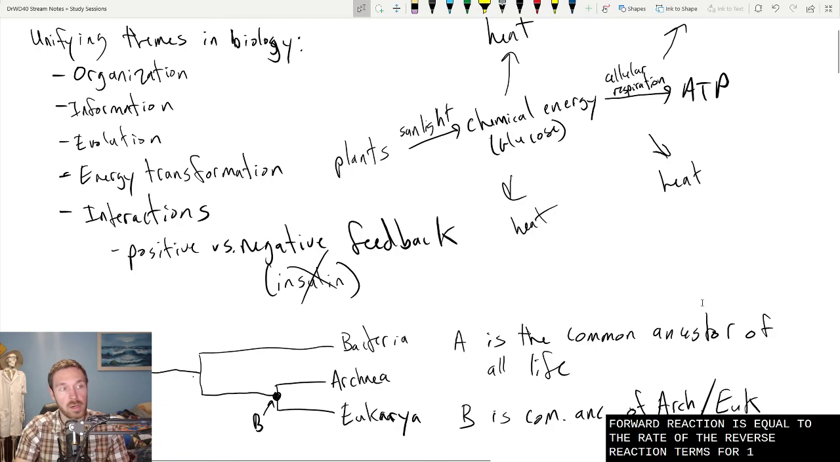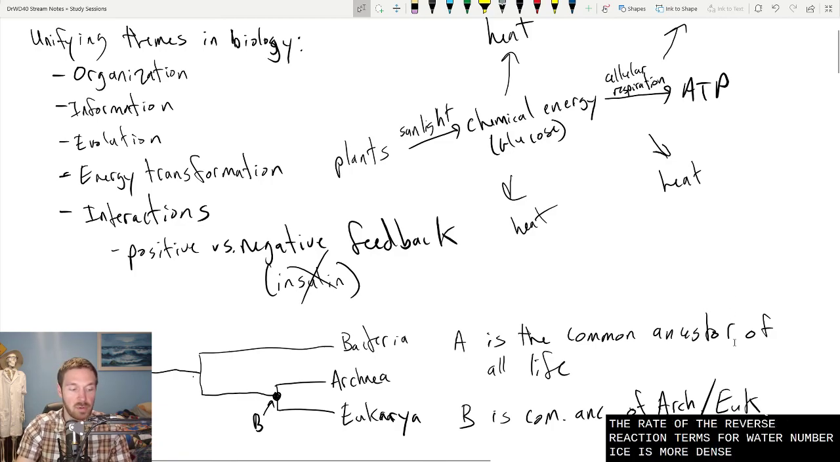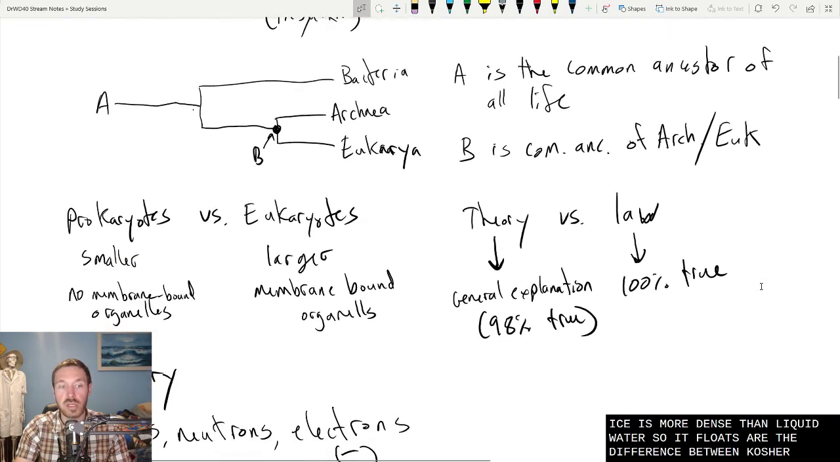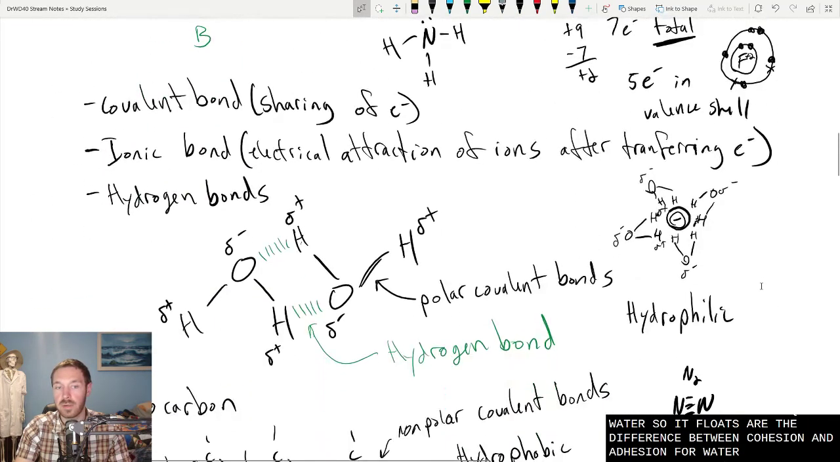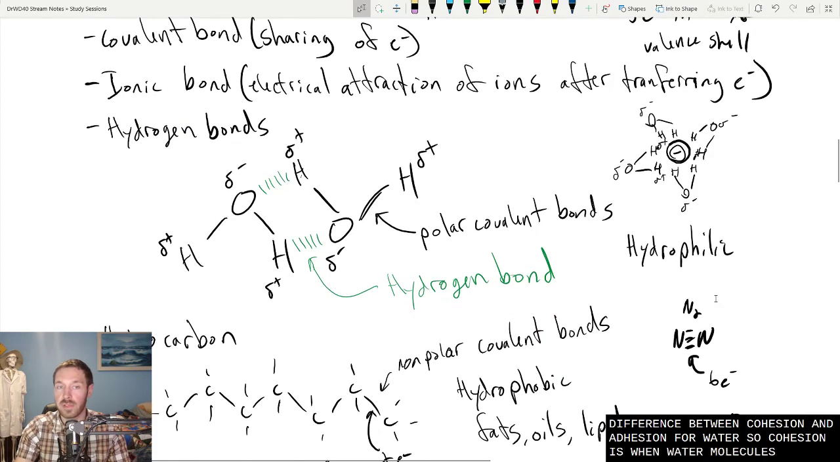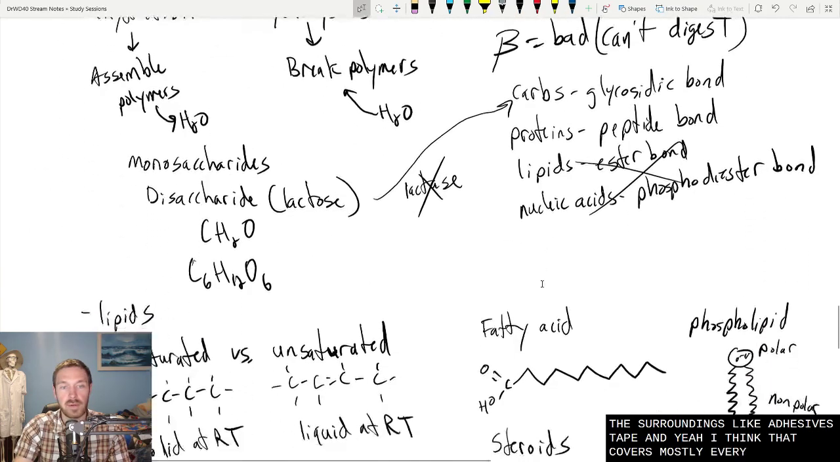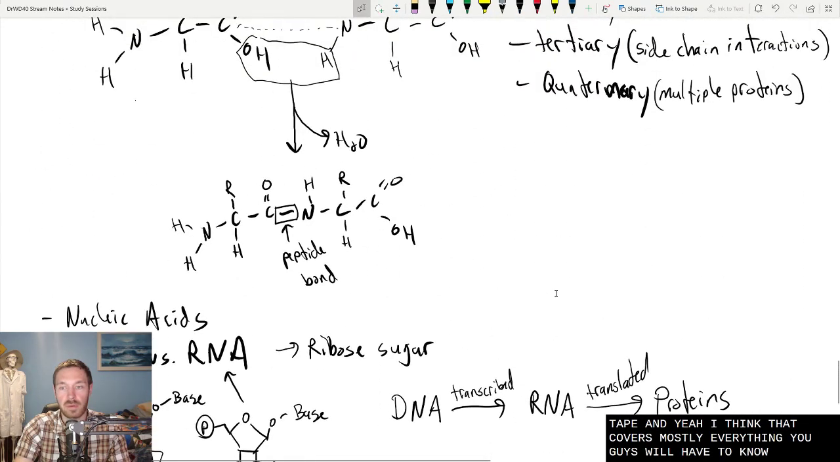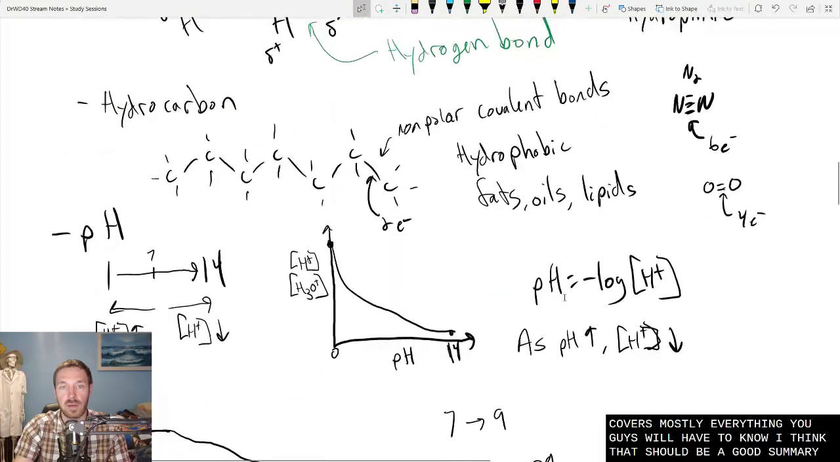In terms of water, remember ice is more dense than liquid water, so it floats. The difference between cohesion and adhesion for water. Cohesion is when water molecules stick to each other, whereas adhesion is when water molecules stick to the surroundings like adhesive tape. And yeah, I think that covers mostly everything you will have to know. I think that should be a good summary of it all.